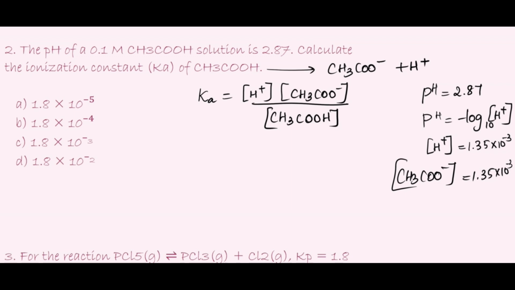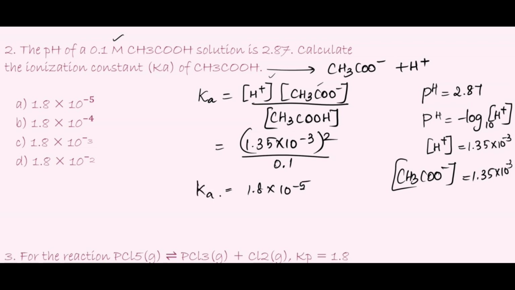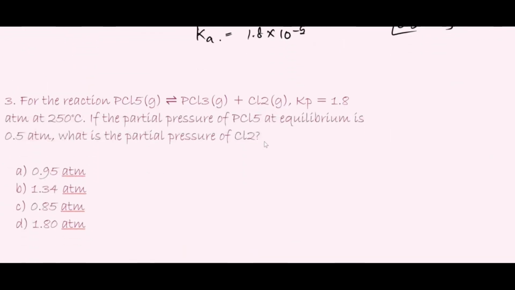So what you can do is substitute these values over there. I'm just giving it square because the concentration of both the ions is same, divided by the concentration of acetic acid, that is 0.1 molar, that is given in the question. So you will end up with 1.8 into 10 to the power minus 5. That is your Ka value. Now let's move on to the next question.